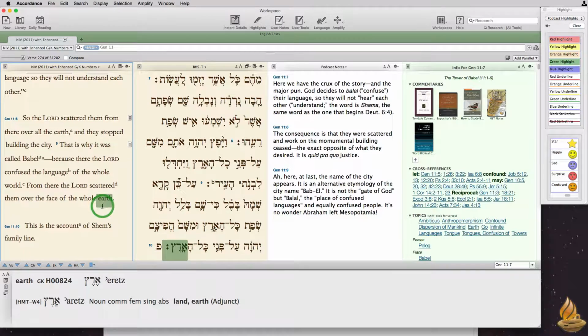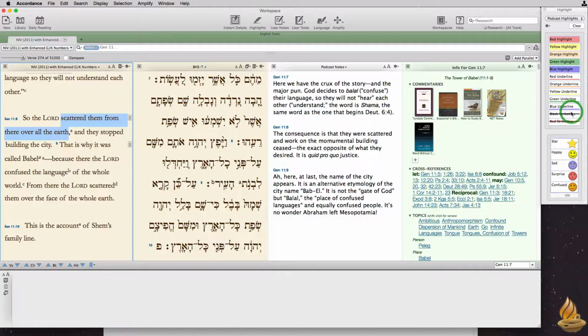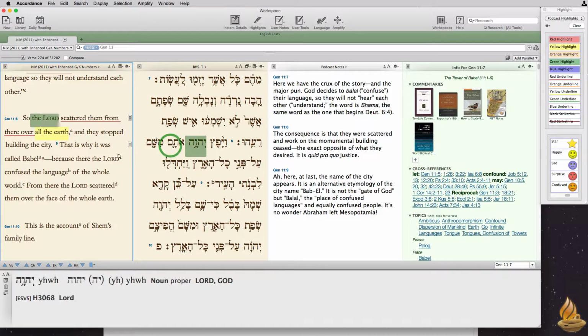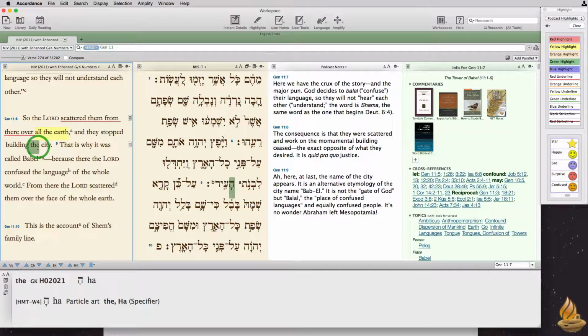So the story goes on, the Lord scattered them from there all over the earth. Now notice, this is the antithesis of what the builders had wanted. Also, you've got that "all over the earth." Again, we've got that heightened language here. And that, of course, stops them from building the city. And now we've got the crux of the story. We have here an alternate etymology of the word Babel.